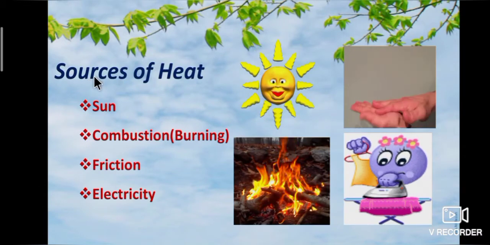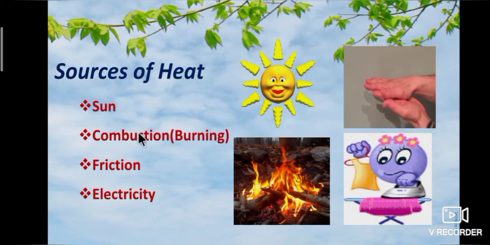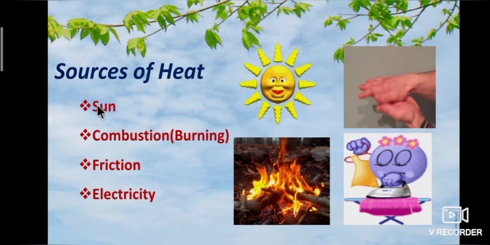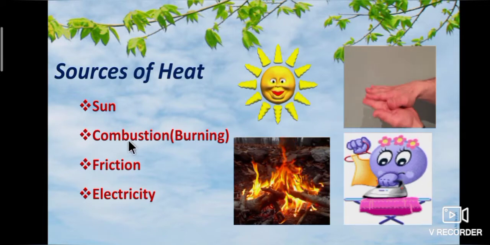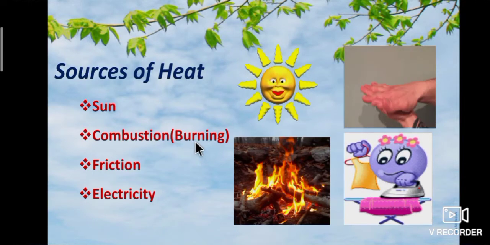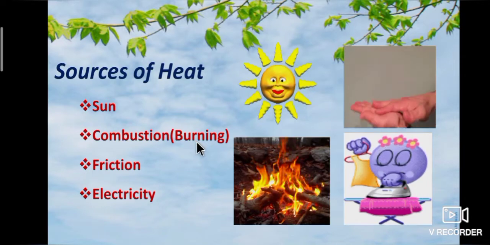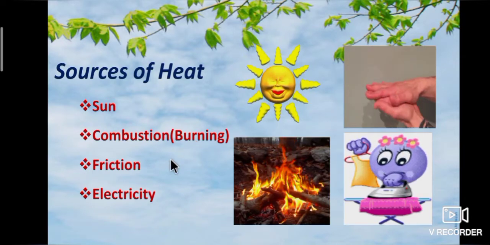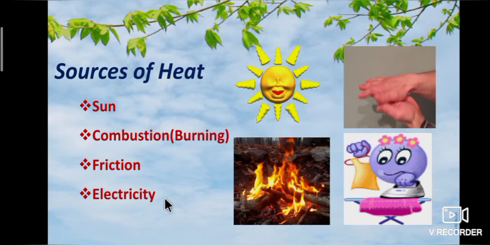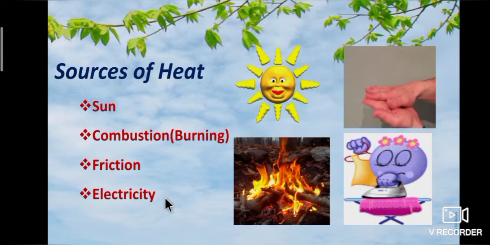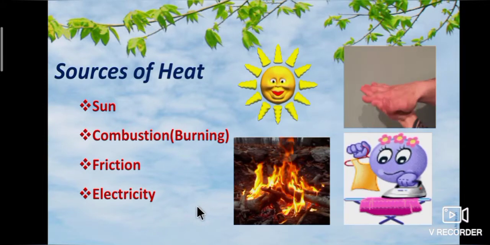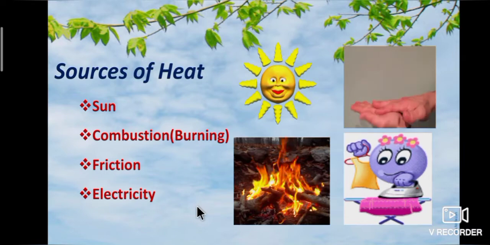In last class we discussed sources of heat. Sun, combustion, friction and electricity are the sources of heat. Sun gives us light and heat. In combustion, heat energy can be generated by the burning of fuels like wood, kerosene, coal, charcoal, petrol, etc. In friction, we can generate heat by rubbing two surfaces of some substances. In electricity, when electric current flows through a conductor, heat energy is produced. Water heater, fan, electric kettle are examples that work on this principle.